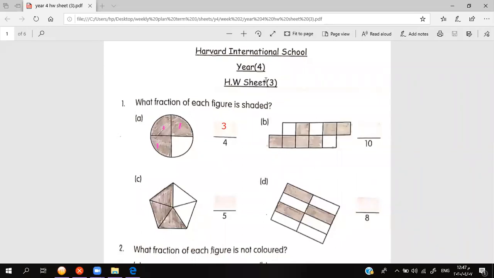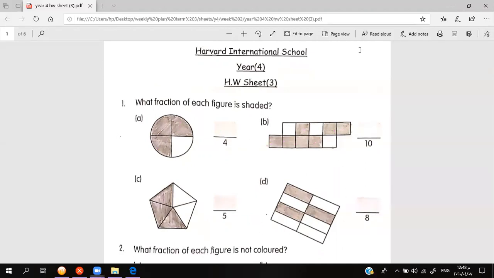Here, how many are shaded? Let's count. 1, 2, 3, 4, 5, 6, 7. So 7 from how many? All of them are 10. So 7 from 10 are shaded. 7 over 10. Here, how many are shaded? Definitely 3 from 5. And here is also 3 from 8.